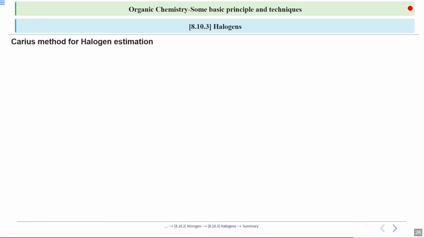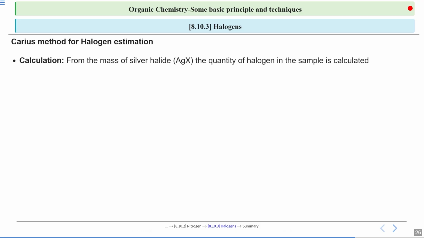Let us look at the calculational part of the Carius method for halogen estimation in the organic compound. The key idea is that we use the mass of silver halide, which was formed when the halogen reacted with silver nitrate, to figure out how much halogen was in our original sample. First, we need to know the mass of the organic compound we started with. Let's call this m grams. Next, we measure the mass of silver halide, AgX, which is formed by the reaction. We call this m1 grams.